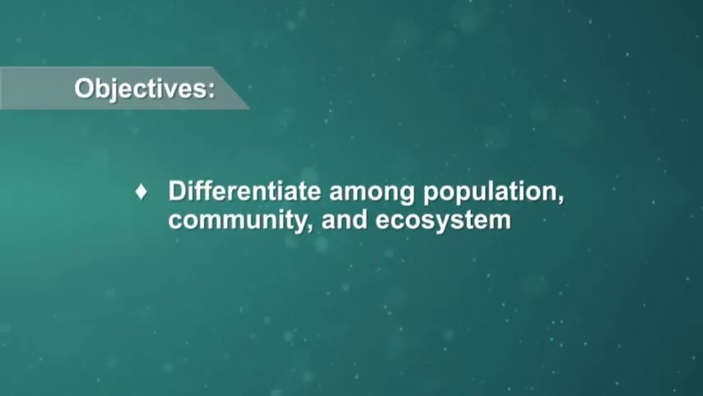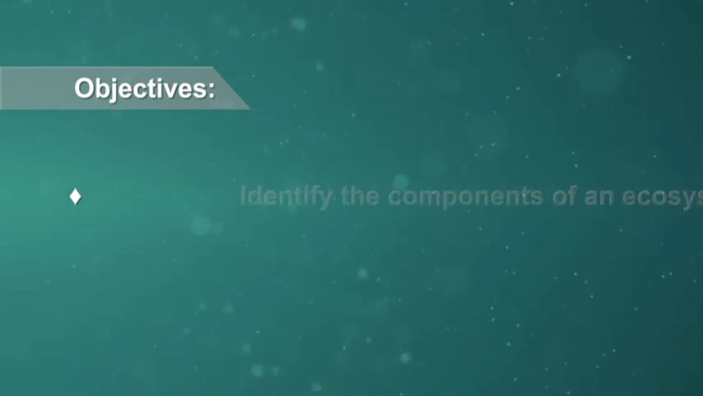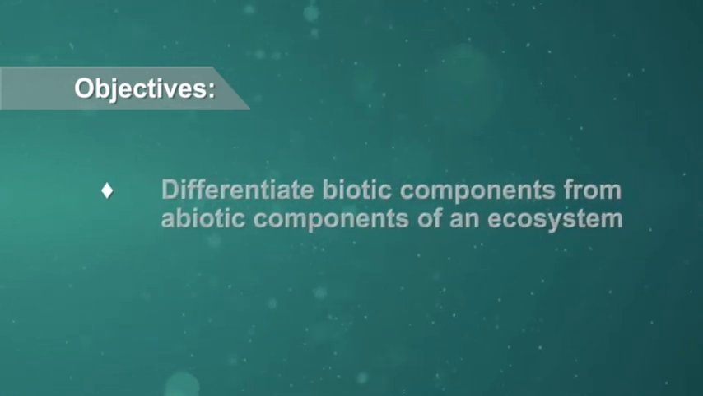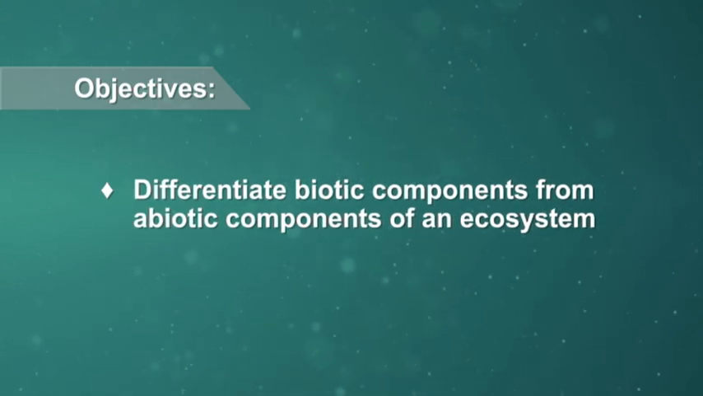After this lesson, you should be able to first differentiate among population, community, and ecosystem. Second is to identify the components of an ecosystem. And lastly is to differentiate biotic components from abiotic components of an ecosystem.